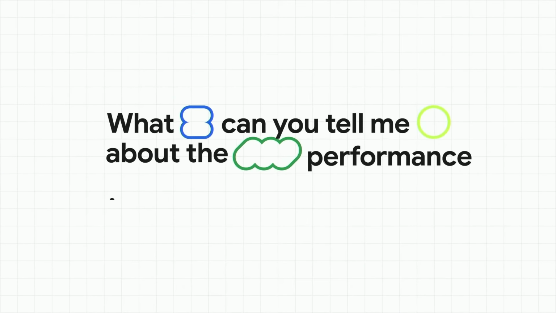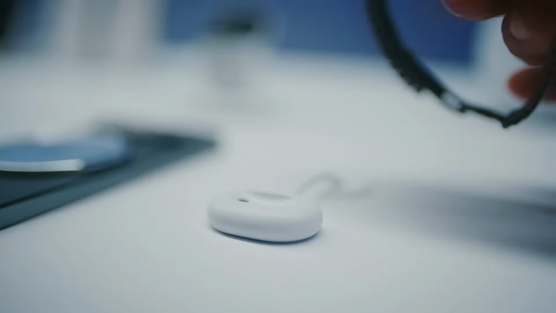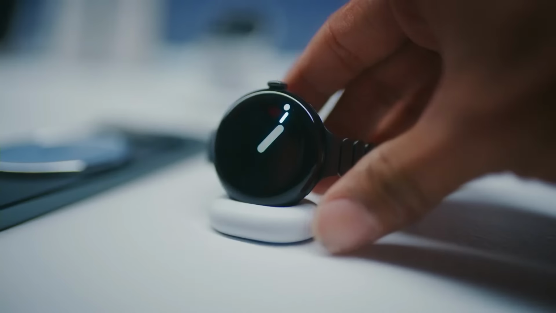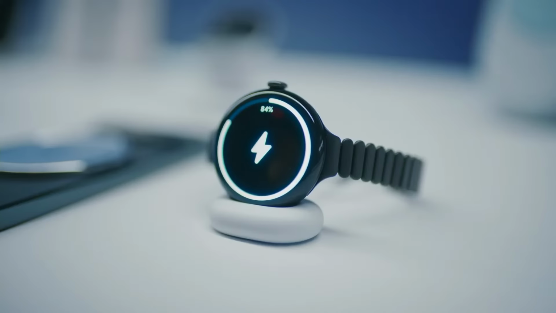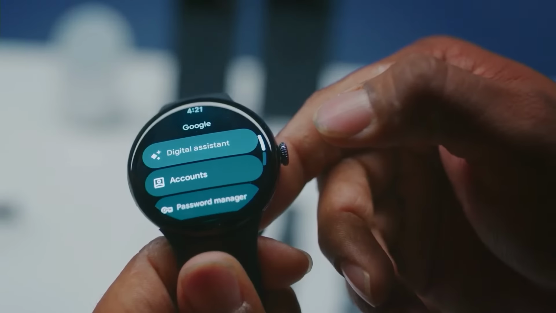And great features need a great foundation. What can you tell me about the performance improvements in Wear OS 6? Yeah, power and performance are critical. And so that's why we've invested so much in the Wear OS platform. So watches upgrading to Wear OS 6 should expect to see up to 10% better battery life. And we've invested in performance to make app launches quicker. It's all about making sure that developers have a reliable and efficient platform to work with.